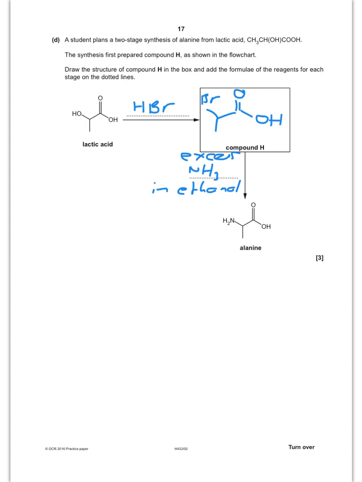So a student plans a two-stage synthesis of aniline from lactic acid, which they've shown there. I've got to get from here to here. If you have a look at the groups, your carboxylic acid group has not changed at all, so we're going to leave that. All you're doing is changing an OH to an NH2 group. If you look at your synthetic routes diagram, you're going from a secondary alcohol to an amine. In order to do that, you first need to add HBr to put a bromine on it, and then you react it with excess NH3 and ethanol to convert the bromine into an NH2 group.